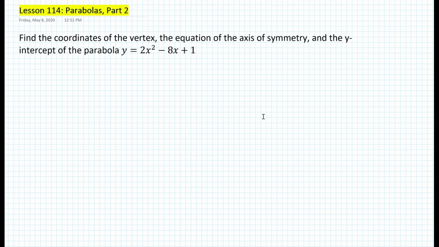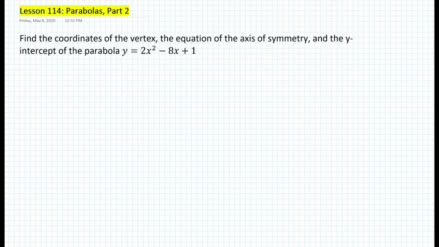In today's lesson, we will learn how to find the coordinates of the vertex, the equation of the axis of symmetry, and other things pertaining to parabolas by completing the square. So let's get started with this example. Find the coordinates of the vertex, the equation of the axis of symmetry, and the y-intercept of the parabola y is equal to 2x squared minus 8x plus 1.